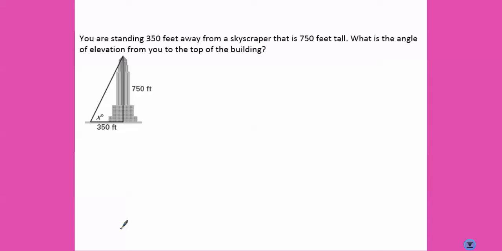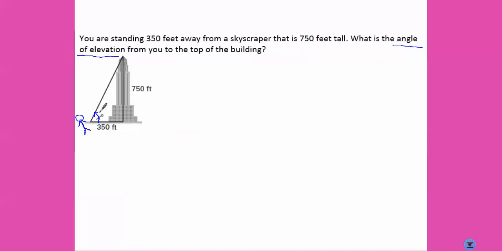Our final example is a word problem. So you are standing 350 feet away from a skyscraper. So that's this distance here. If you want, you can draw that you're standing over here. From a skyscraper that is 750 feet tall. What is the angle of elevation from you to the top of the building? So angle of elevation means that when you're going from the ground and going up like that.